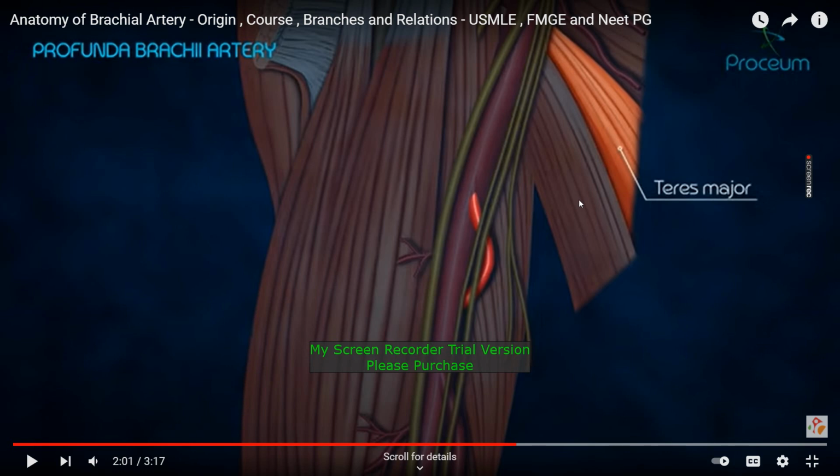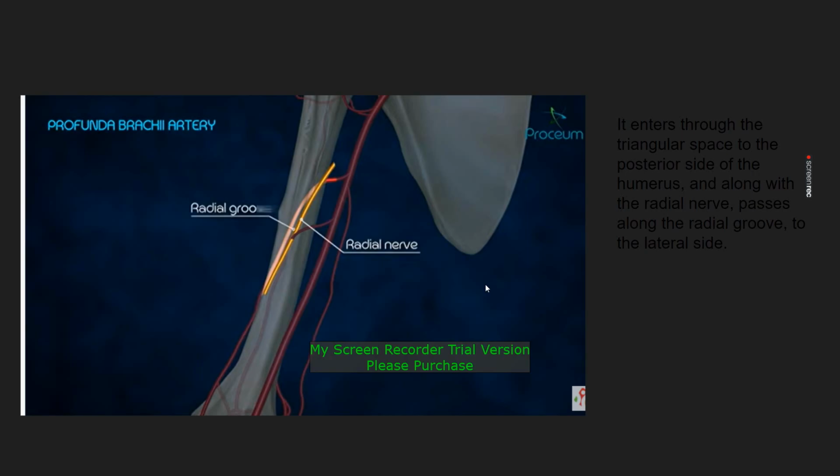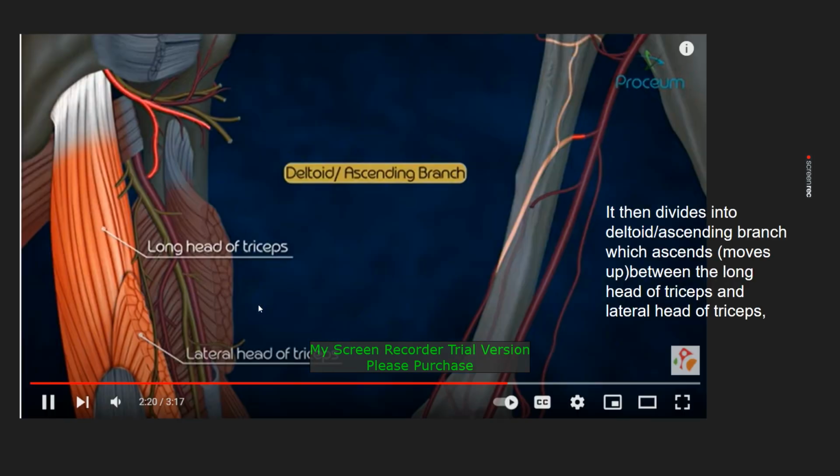So now let's discuss the profunda brachii artery. It originates from the brachial artery inferior to the inferior border of teres major, and it crosses from the anterior side into the posterior side via this triangular space. After that, along with the radial nerve, it passes along this radial groove. As it passes through this radial groove, first of all it gives these arteries.